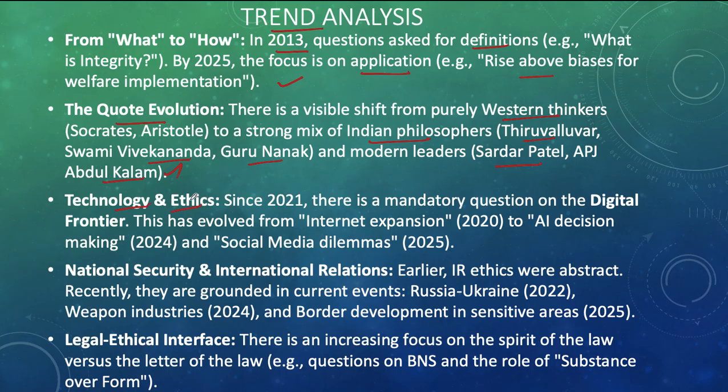So try to work on Indian philosophers also, with the recent trend. Technology and ethics: with respect to that, there is a mandatory question on AI's role in ethics. So work on that and the social media dilemmas. National security and international relations is forming a frequent theme in recent ethics papers. So for IR related ethics, you need to work on the Russia-Ukraine conflict, weapon industries, and border development in sensitive areas. Legal-ethical interface: there is an increasing focus on the spirit versus the letter of law, that is the BNS law and the role of substance over form. So try to work on these aspects, students.